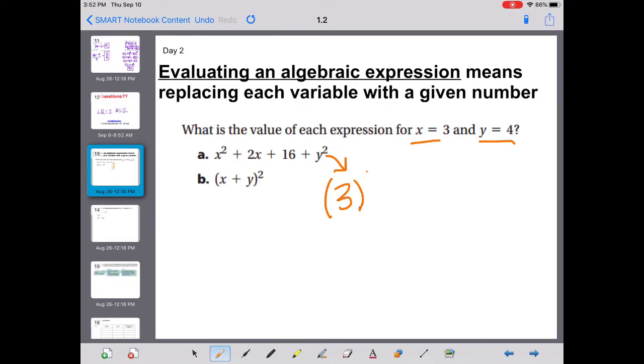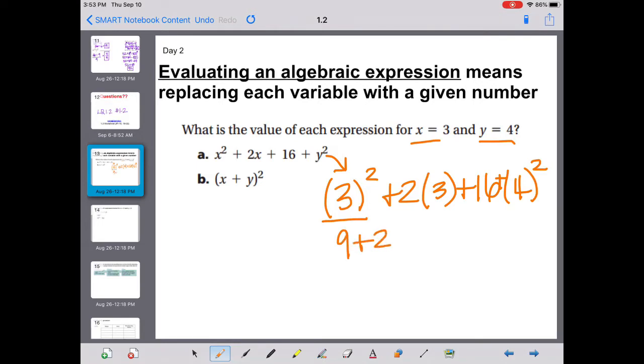So I'm going to put a 3 in wherever I see an x, and a 4 in wherever I see a y. Then from there I'm going to use my order of operations to complete the expression. I don't have any operations happening inside the parentheses, so I can move to the second step, which is exponents. 3 to the second power is 9. I haven't changed this or this, but 4 to the second power is 16.